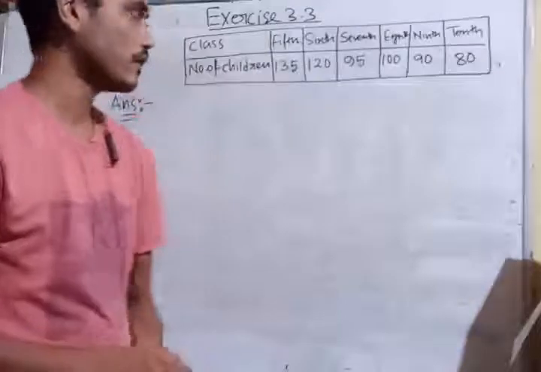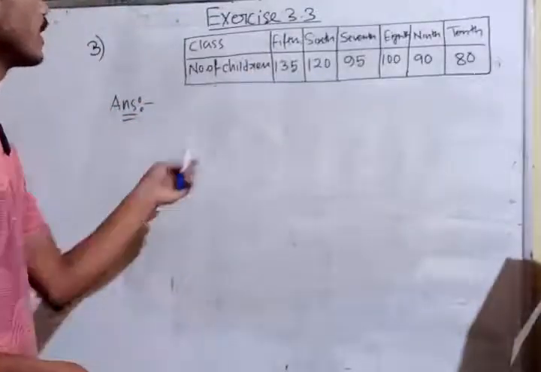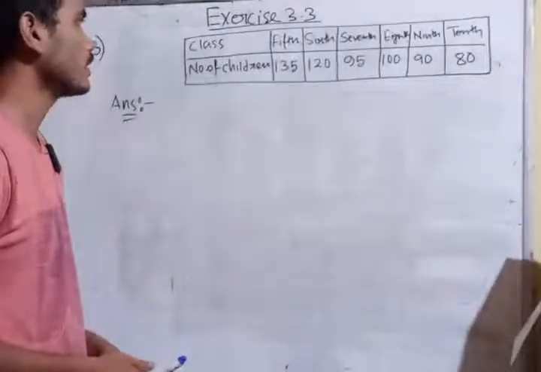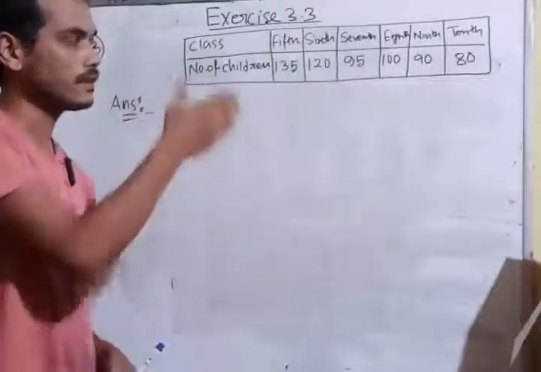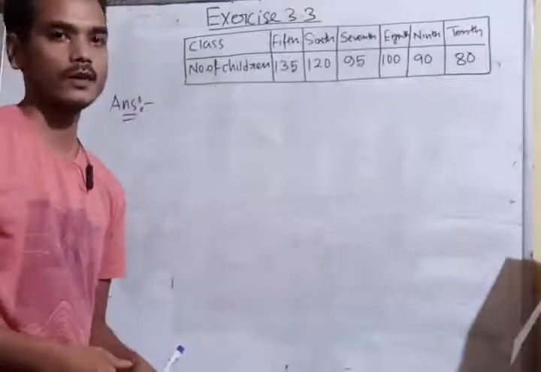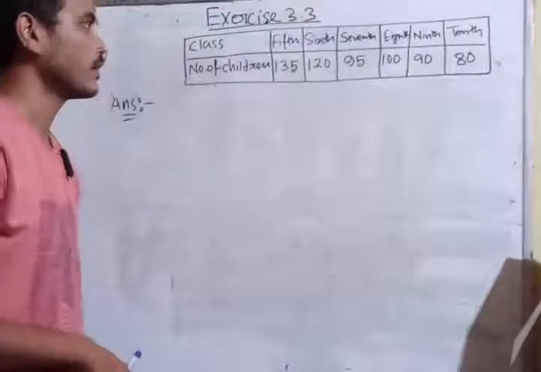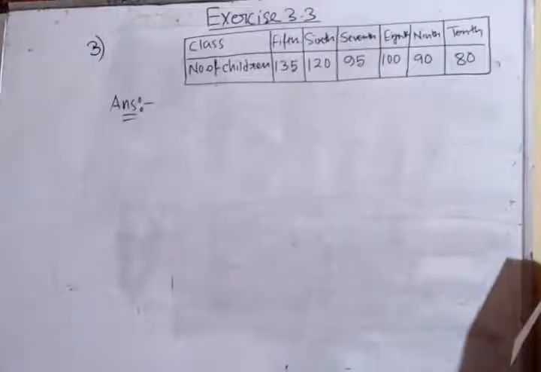In this question, some classes are given along with their number of children. In class 5 there are 135 children, in class 6 there are 120, and that way in class 10 there are 80 children. We have to represent this data in a bar graph. Now let's see how to represent this data in our bar graph.